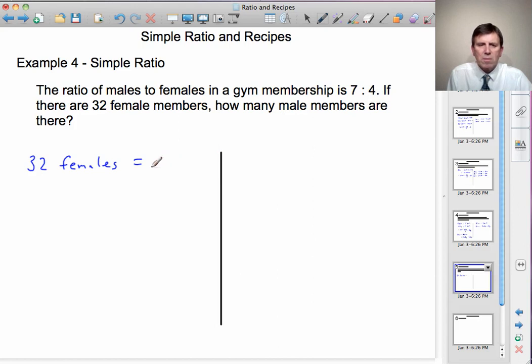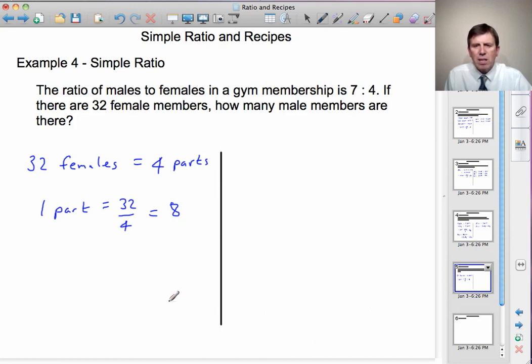4 parts. And again, all these questions are about finding out what 1 part is. So 1 part of the membership is 32 divided by 4, which is 8. So 1 part of the membership is 8 people, 8 females in this case. Now then, how many male members are there? Well, we're told that the male membership is 7 parts.